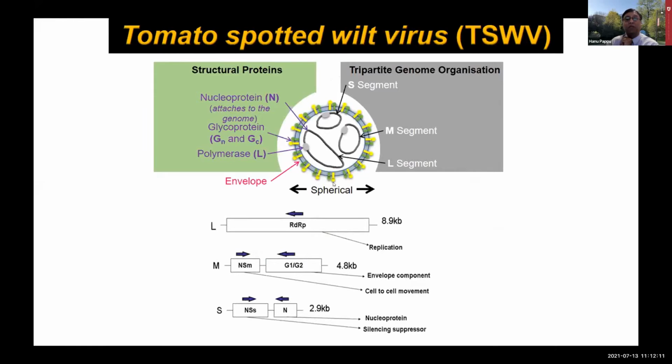This is a cartoon basically showing the same, but the large RNA codes for a polymerase that has a role in replication, and a movement protein, a glycoprotein envelope, silencing suppressor, and a nucleocapsid protein.